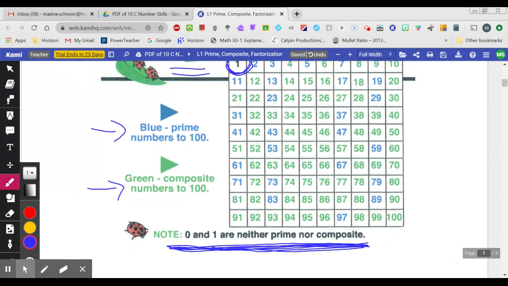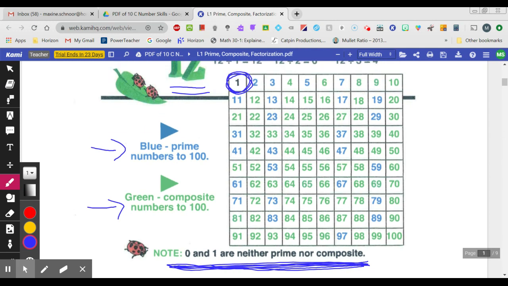Now, if you Google search prime and composite numbers, sometimes 0 and 1 are listed as prime, sometimes they're listed as composite. You can't always believe everything you see online. So for the purposes of Alberta Education, 0 and 1 are neither prime nor composite, but everything after that is going to be prime or composite. The other thing special to note here, 2 is the only even prime number. Every prime number after that is going to be an odd number.